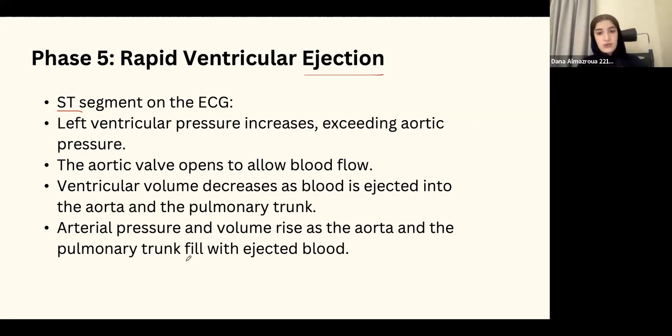And the pulmonary trunk on the right side of the heart would also fill with ejected blood. Because remember, the cardiac cycle is for both sides of the heart. So on the left, the aorta would be filled with blood, and on the right side, the pulmonary trunk would be filled with blood. Do you understand everything I've said so far on the ejection phase? Or do you guys have any questions? Yes, perfect. Okay.